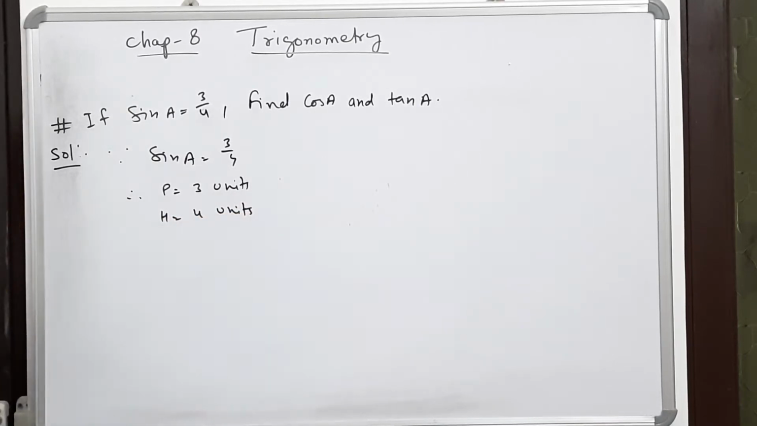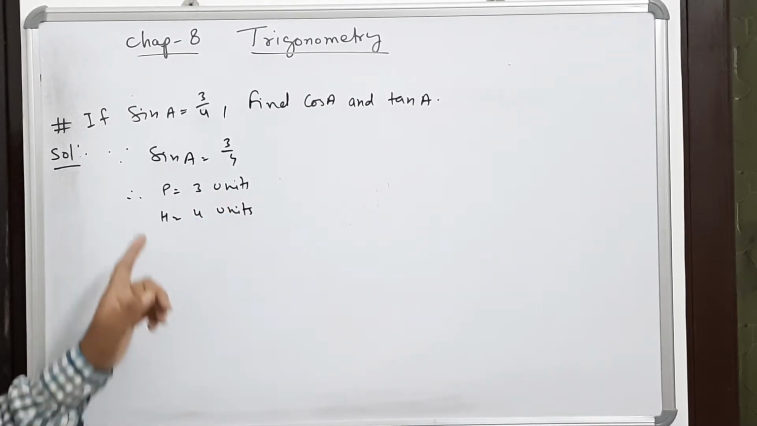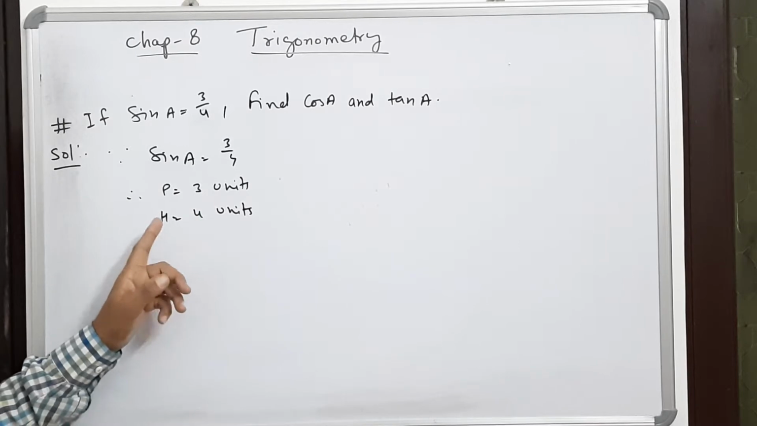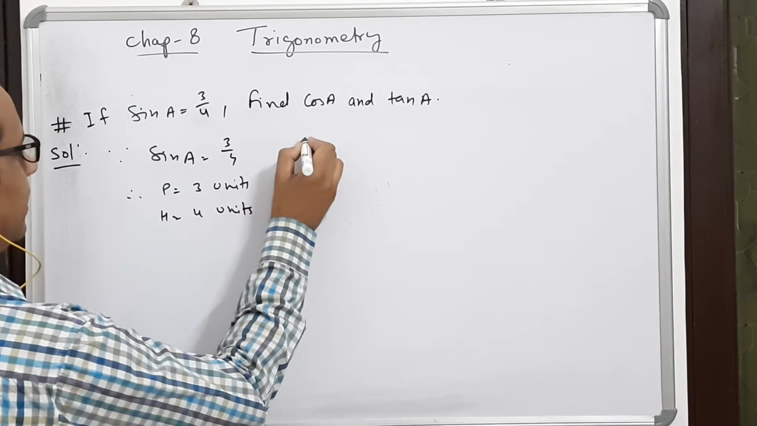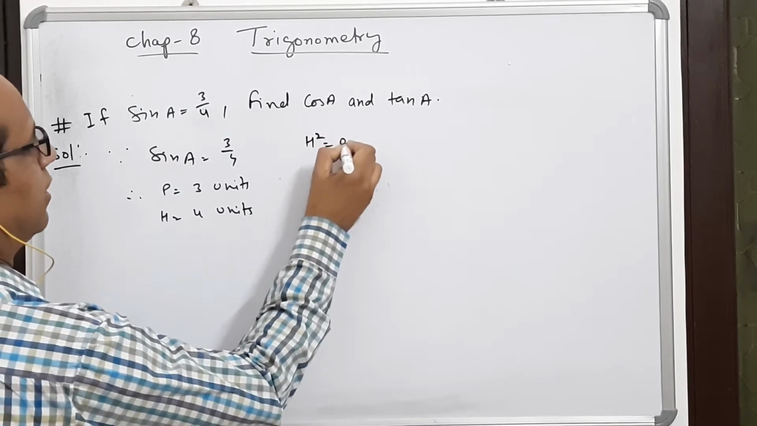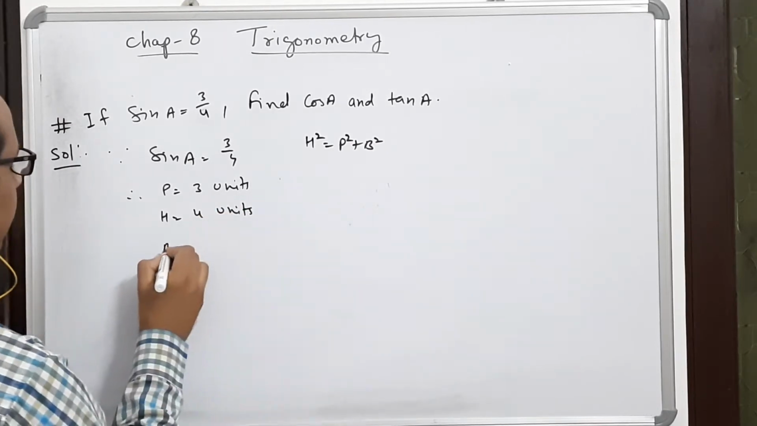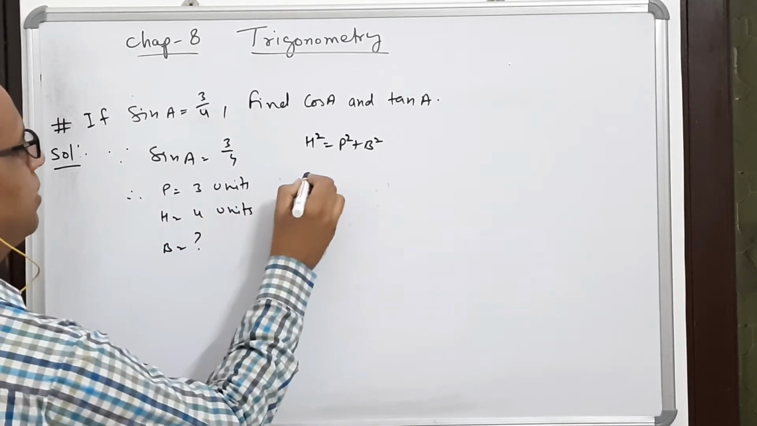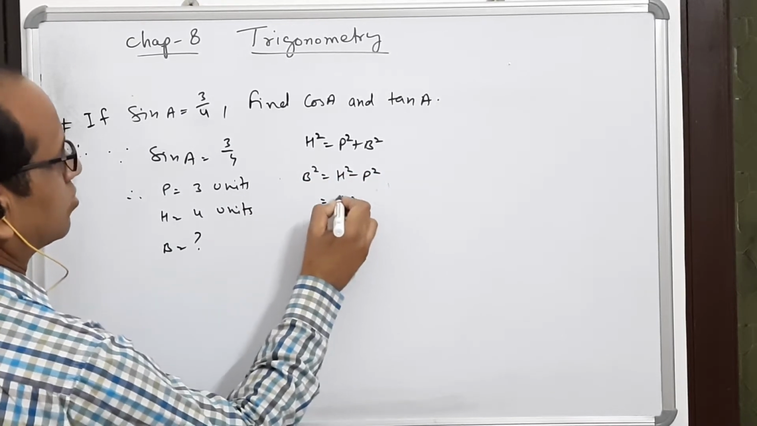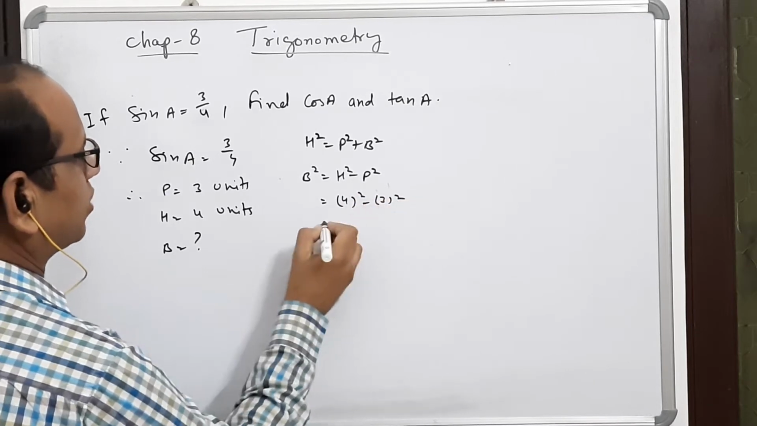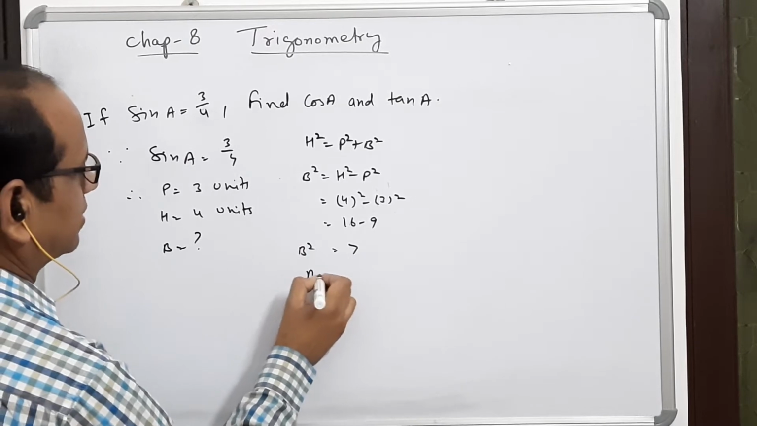4 units. We don't know whether it is centimeter, meter or kilometer, so we write units. So the perpendicular is 3 units and the hypotenuse is 4 units. And you all know that h square equals p square plus b square. We have to calculate b now. So b square is h square minus p square. So 4 square minus 3 square, 16 minus 9, it is 7. So b square is 7.